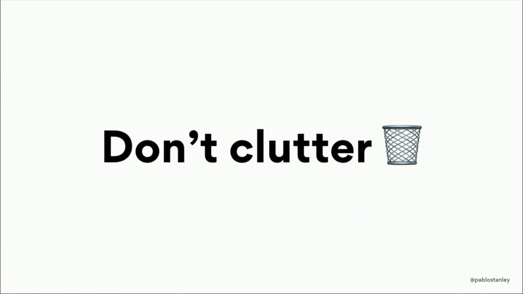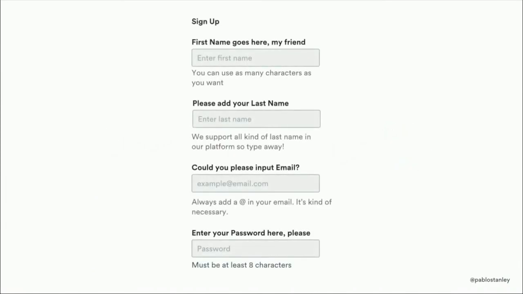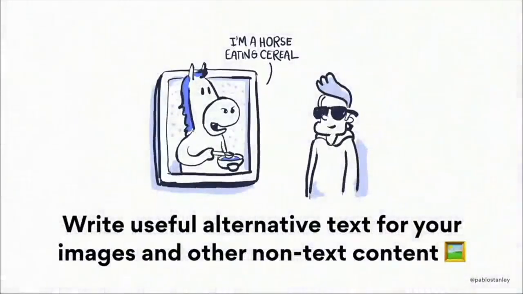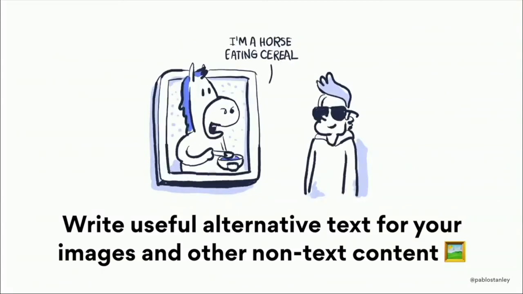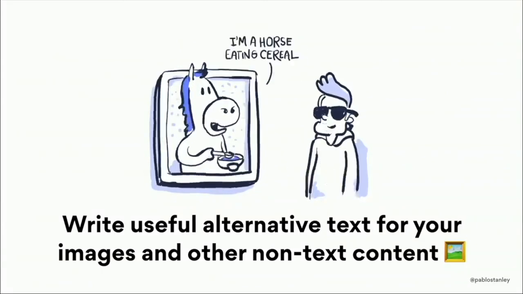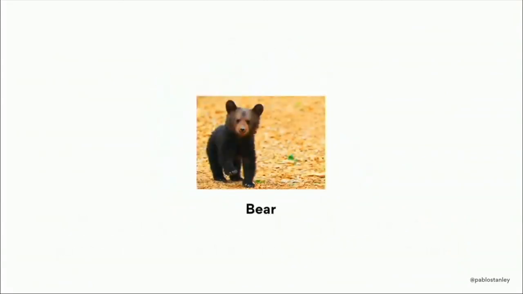Don't clutter. You don't have to do it like this either. Because the goal is to make sure that the user has enough information, because if you have too much information, then it's actually even worse. Okay, write useful alt text for your images. The idea here is there are two ways that you can present alternative text: within the alt attribute or in context with the surroundings. So for example, we have here a picture of a bear.